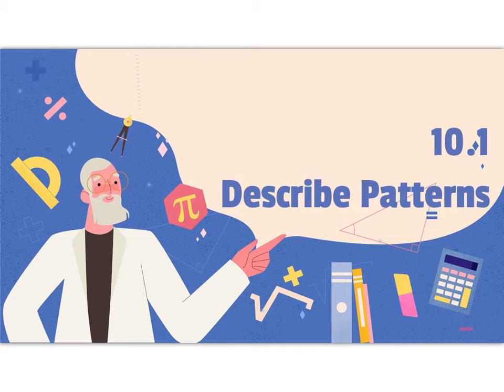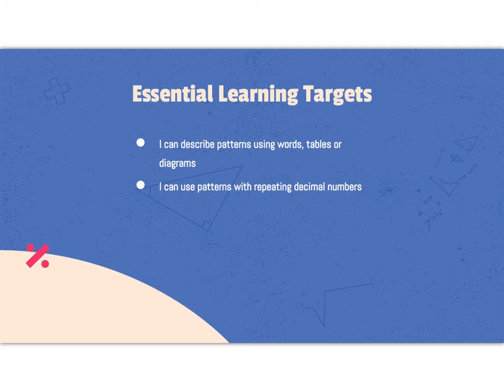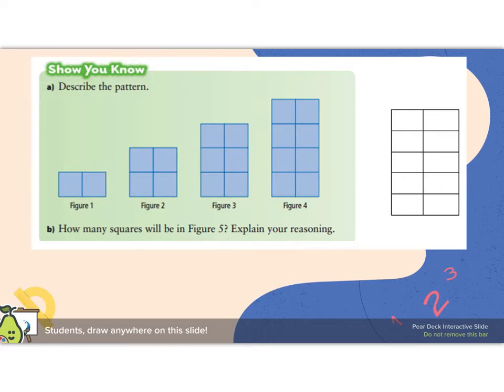Okay, so let's take a look at 10.1, which is describing patterns. So our main things we're trying to do is describe patterns using words, tables, or diagrams, and to also use repeating decimal numbers as patterns as well. So for this first one over here, it says to describe the pattern.